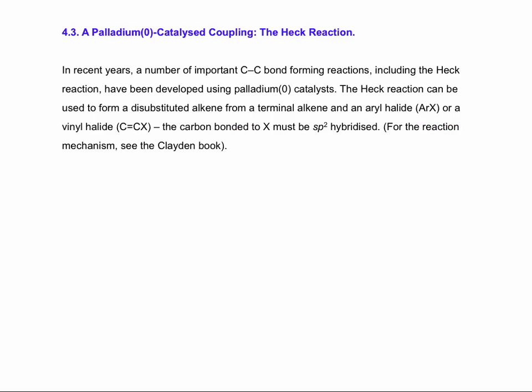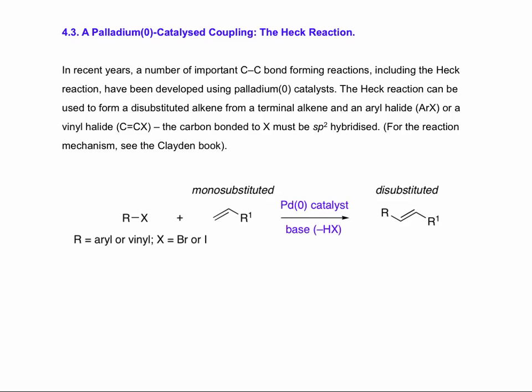Let's now move on in section 4.3 and have a look at the palladium zero catalyzed coupling, the so-called Heck reaction. And in recent years, a number of important carbon-carbon bond forming reactions, including the Heck reaction, have been developed using palladium zero catalysts. The Heck reaction can be used to form a di-substituted alkene from a terminal alkene and an aryl halide, or alternatively a vinyl halide. The carbon atom bonded to X, which is your halogen, must be sp2 hybridized. And for the reaction mechanism, you can have a look at this in the Clayden book.